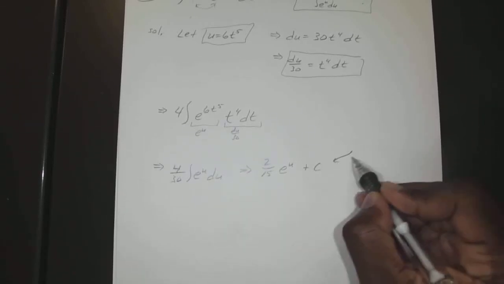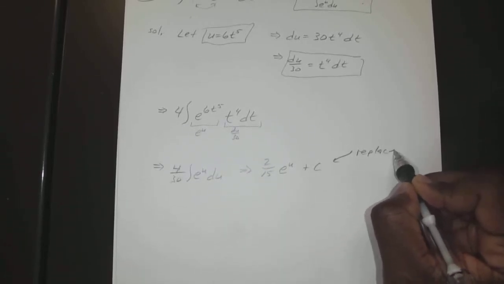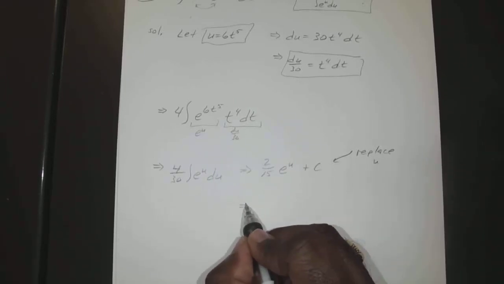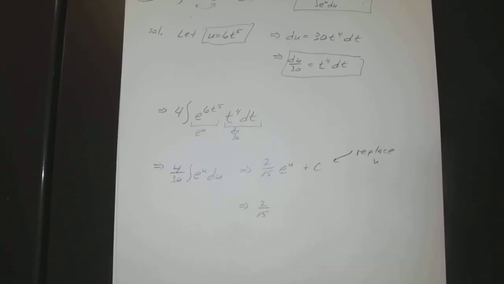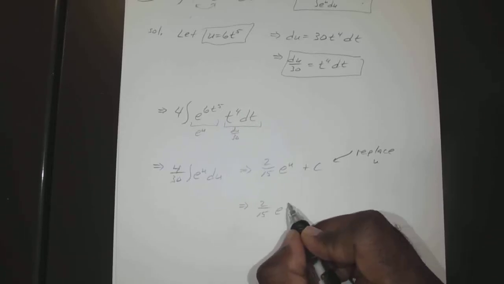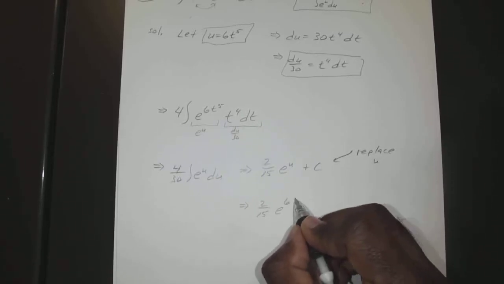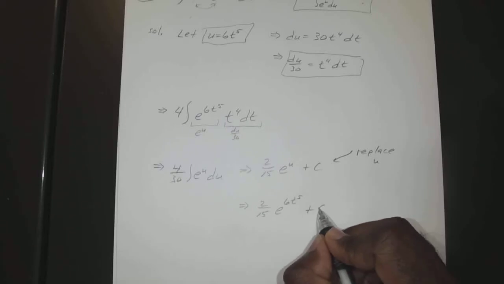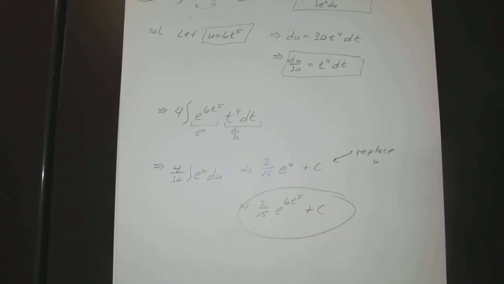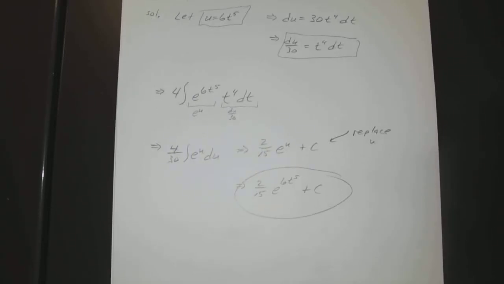Okay, so now all we have to do is replace u. And that gives us 2 over 15 e to the 6t to the 5th plus c. Okay. All right, so it's kind of the same process for a lot of them. You pick your u, you find your du, and then you kind of switch stuff around so it all fits.